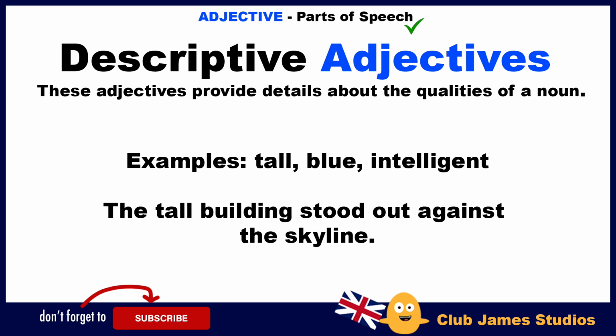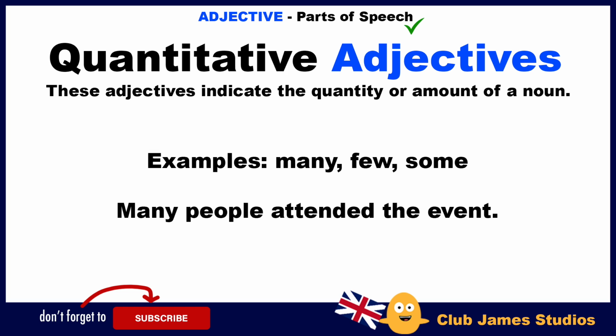Descriptive adjectives. These adjectives provide details about the qualities of a noun. Examples: tall, blue, intelligent. The tall building stood out against the skyline. Quantitative adjectives. These adjectives indicate the quantity or amount of a noun. Examples: many, few, some. Many people attended the event.